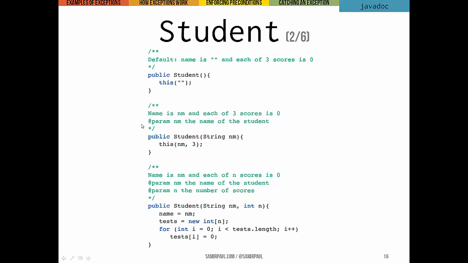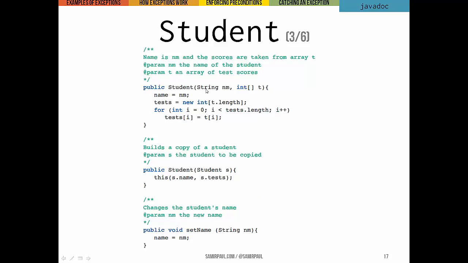Note here above this constructor, we have an @param. So we can see, all right, this is a parameter. It's called nm, and here's what it is, the name of the student. Here we've got 2: a parameter called nm, which is the name of the student, and a parameter called n, which is the number of scores. All of those are baked into JavaDoc comments. More here, inside we've got parameters for this version of the student constructor. Here, another version of the student constructor, parameters, good.